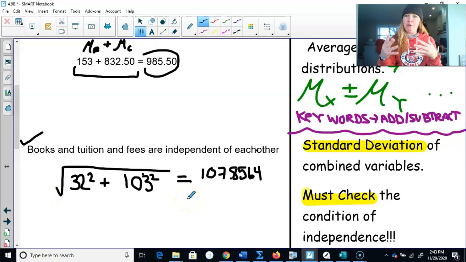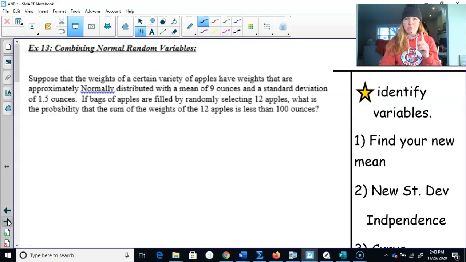Now, I wish I could say it was always this easy. It gets just a tiny bit more difficult. That's when we're talking about continuous variables with a normal distribution, okay? So we have weights of a certain apple. That's a continuous variable. It is not a discrete variable. It's not a countable thing, okay? Suppose that the weights of a certain variety of apples are approximately normally distributed.